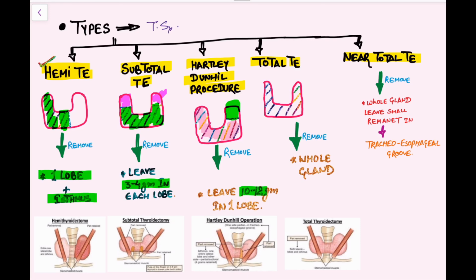Next one is total thyroidectomy. We know by its name, removal of whole thyroid gland is called total thyroidectomy. And last one is near total thyroidectomy. In this case, we are going to perform removal of whole gland, leaving a small remnant in the tracheoesophageal groove.